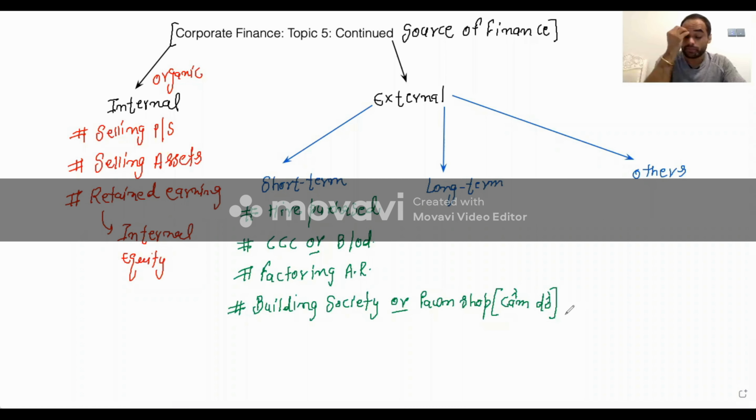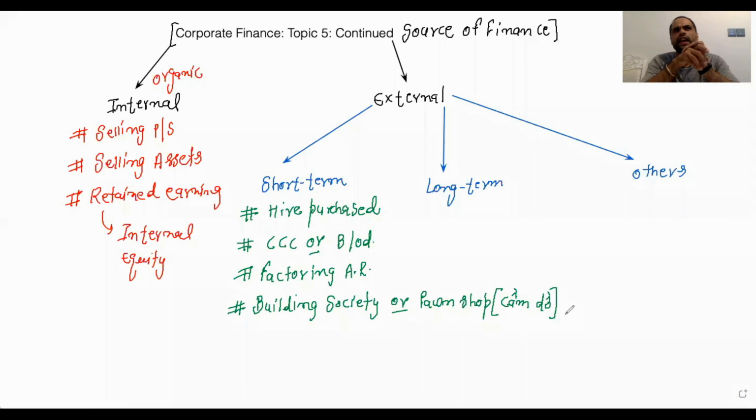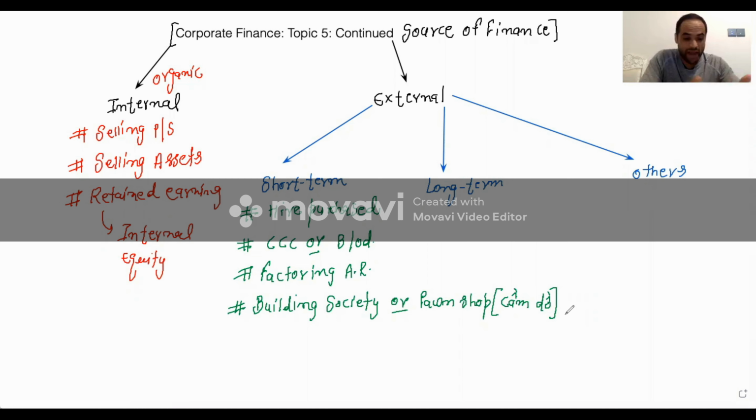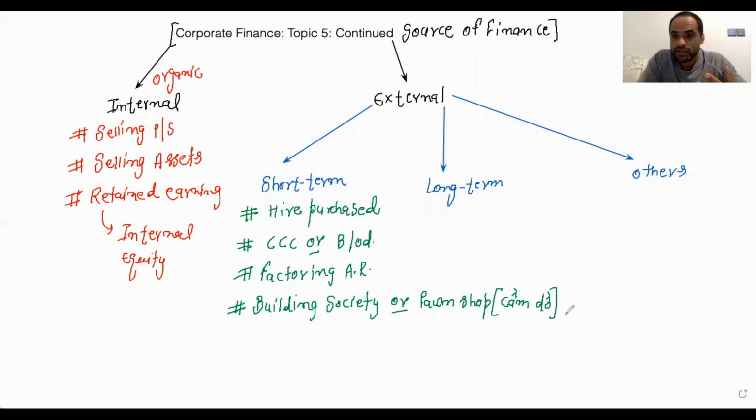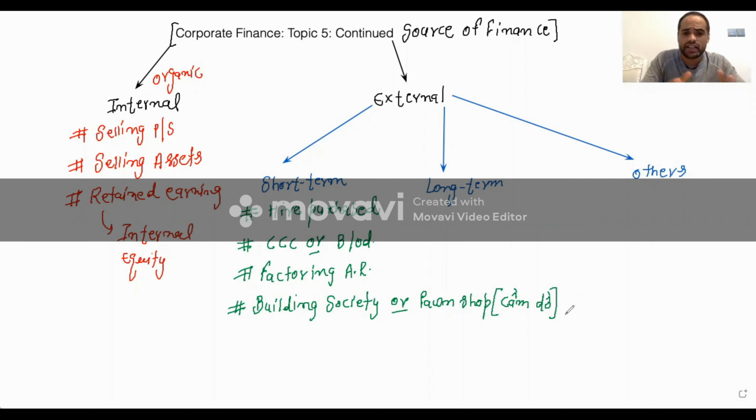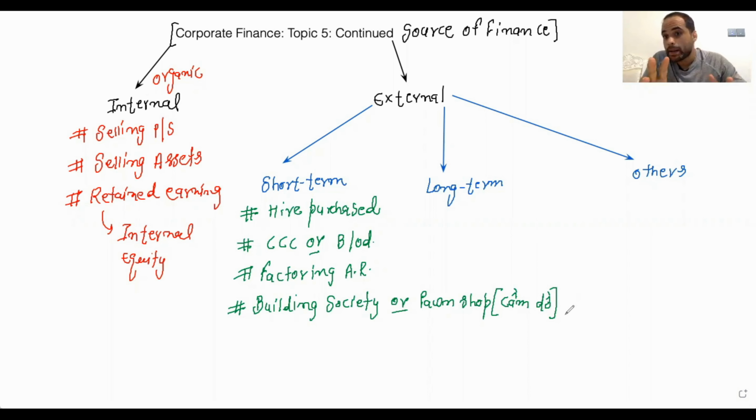But there is a problem, not a problem. No, we should say that there are advantages and disadvantages for these kinds of building societies or pawn shops. Like a bank has its own advantages and disadvantages, similarly building societies and pawn shops have certain kinds of advantages and disadvantages. Instead of talking about advantages and disadvantages, let's discuss the difference between building societies and banks.